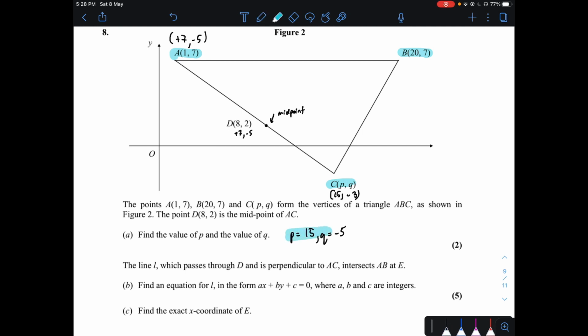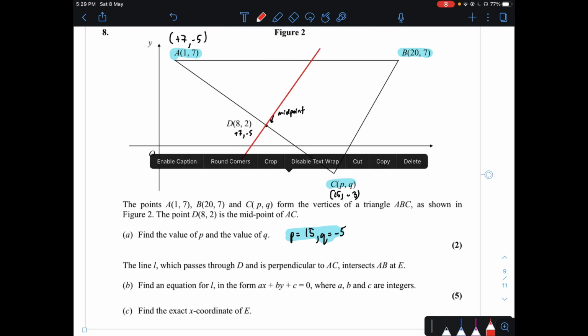Part B: the line L, which passes through D and is perpendicular to AC, intersects AB at E. Now, what does all that mean? What they're saying is there's this line over here. It passes through D. If I am correct with this, I should be able to move it around here. So this is perpendicular.